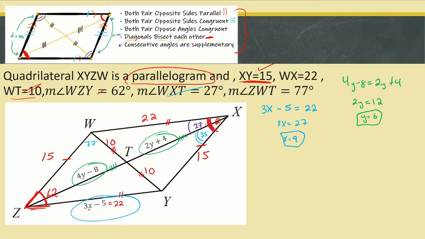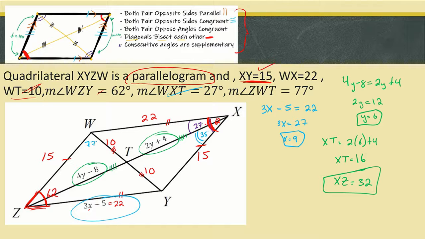And so now once we know y is 6, we can substitute in for either one, and we get the actual length of that part of the diagonal. So here we have 2 times 6 plus 4, and that's going to give me the measurement of XT. And so 2 times 6 is 12, plus 4. That gives me XT to be 16, which in return is telling me that XZ is 32.